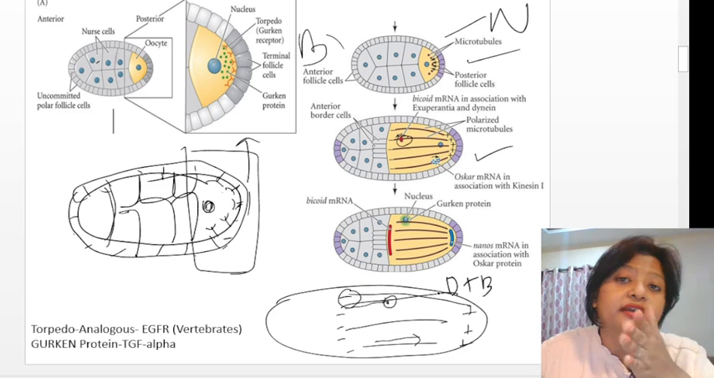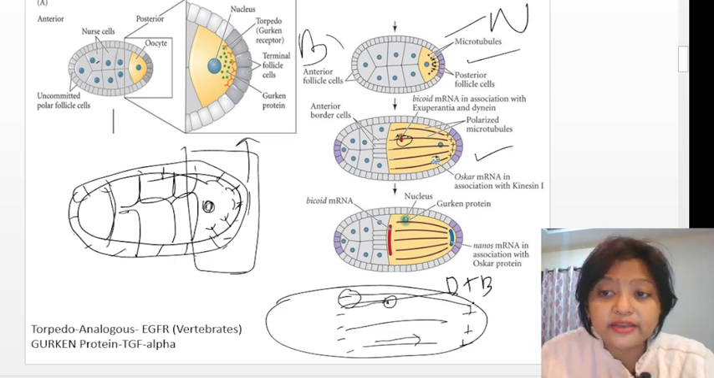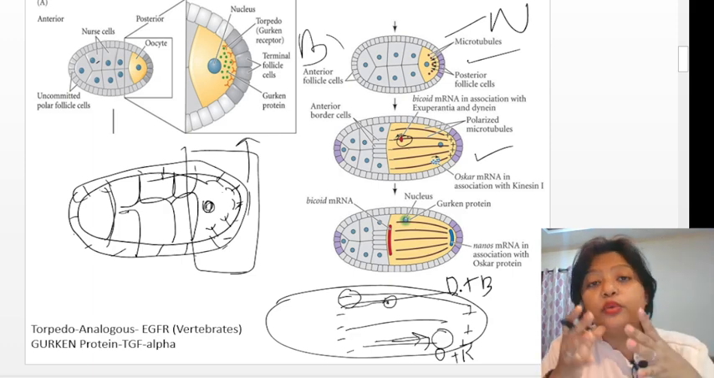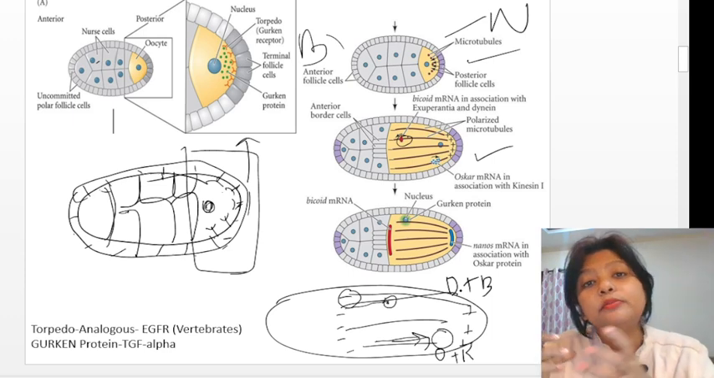I'll show you out here, dynein and bicoid mRNA are moving towards the left hand side, towards the negative part. Below, you can see the Oscar mRNAs and the kinesin 1, these two are moving towards the right hand side, and this Oscar mRNA is binding with the nanos mRNA, associating with it and holding it towards the posterior part.